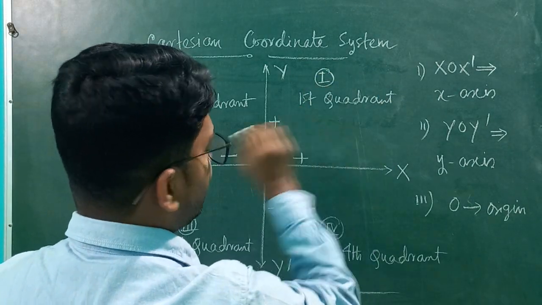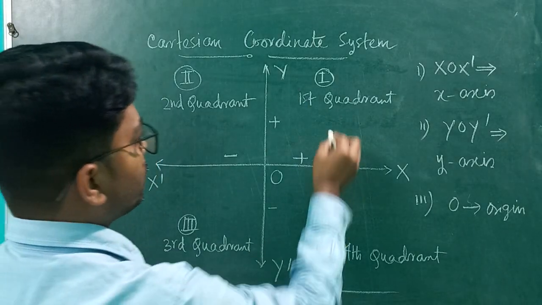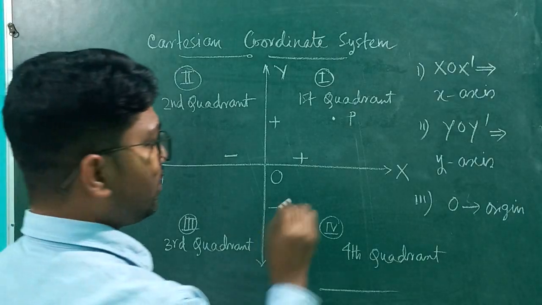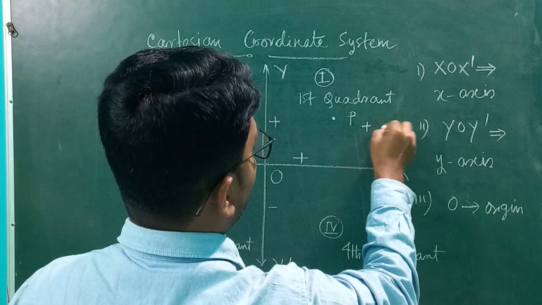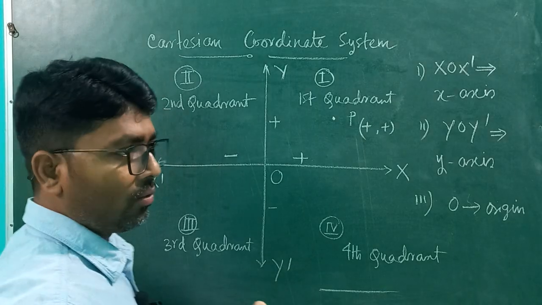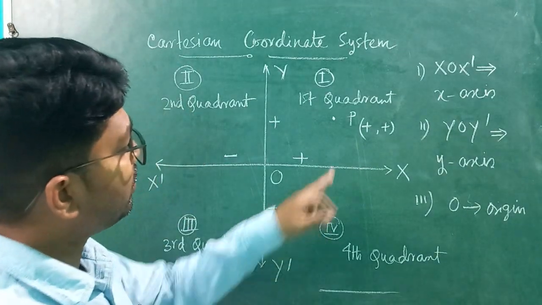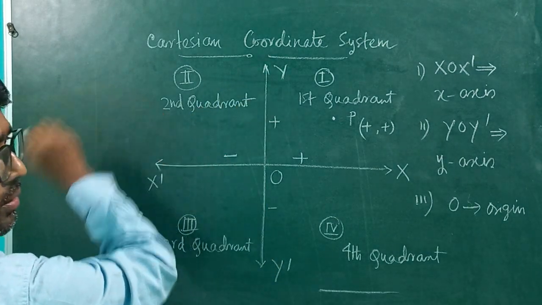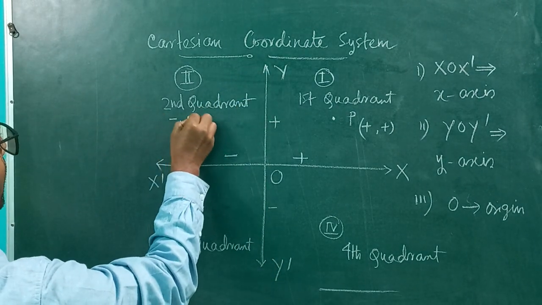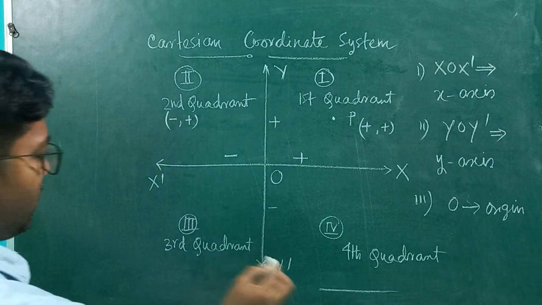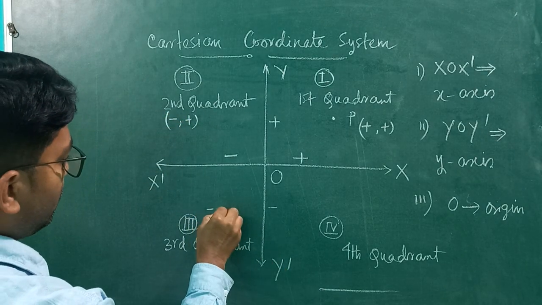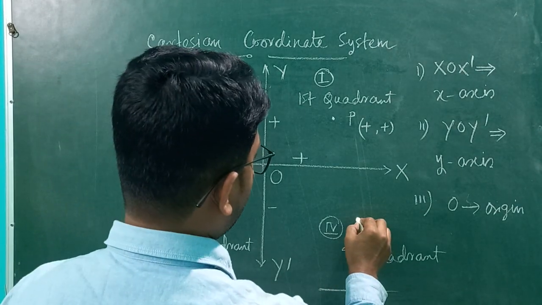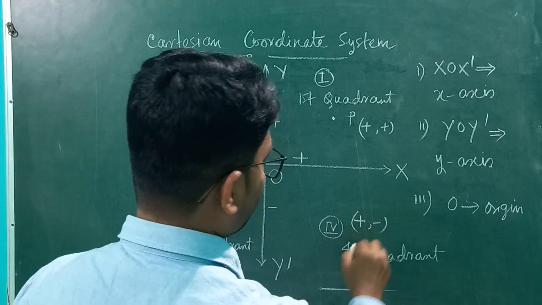if we position any point in this plane, suppose this point P, then its coordinate will be like this. How this will be formed, we will describe here, but its sign will be plus plus. If any point lies in the second quadrant, its sign will be minus plus. If any point lies in the third quadrant, its sign will be minus minus, and in the fourth quadrant, the sign will be plus minus.